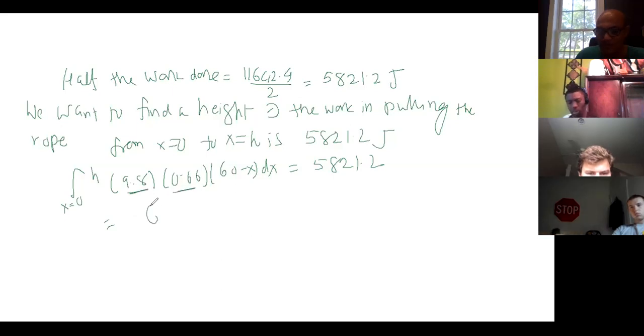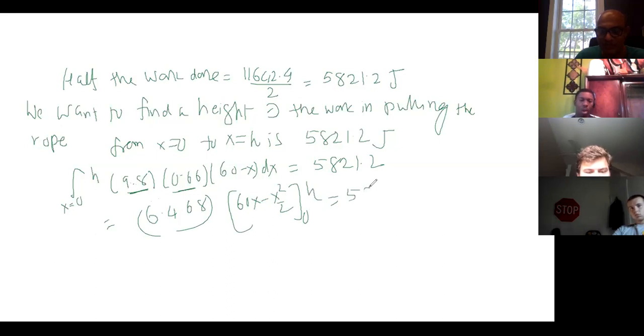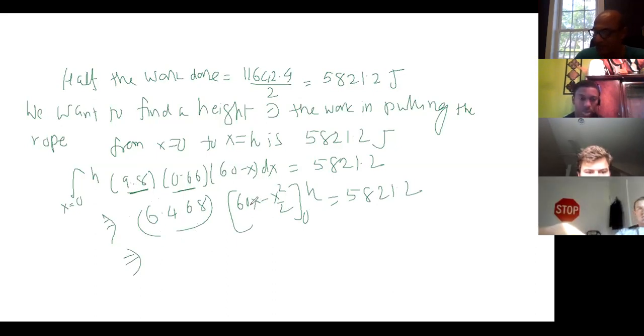And as I told you, this constant value was 6.468, right? So let me just pull it out. The integration of 60x minus x squared by 2, with the range of integration from 0 to h, is equal to 5821.2. So this will remain as it is, and here it is again the same number: 6.468 multiplied by (60h minus h squared by 2) equals 5821.2.